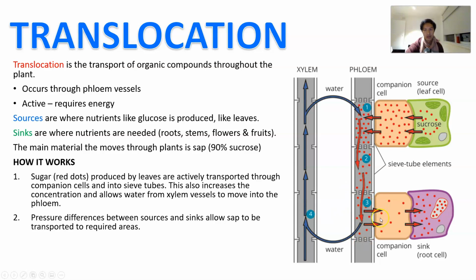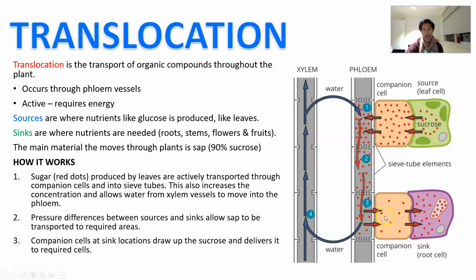It gets to the sink spot. So in this particular case, let's say that's the root cell. Companion cells are then going to actively draw up the sucrose and deliver it to those particular cells so that they can be used. So that particular process here and here requires energy, and then here and here again also requires energy. Once you get the solute concentration dropping here, the water is going to move out of the phloem vessels and back into the xylem vessels where there are dissolved ions, and that's going to happen quite passively as well. So you can see there a cooperation between the phloem and the xylem.